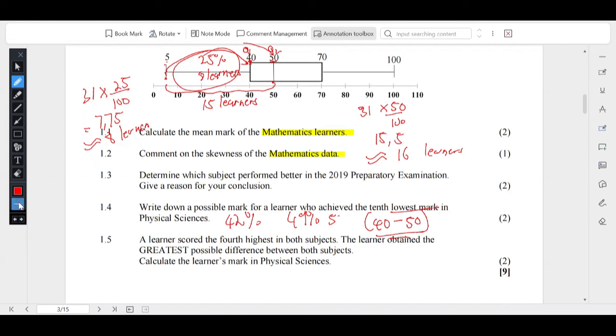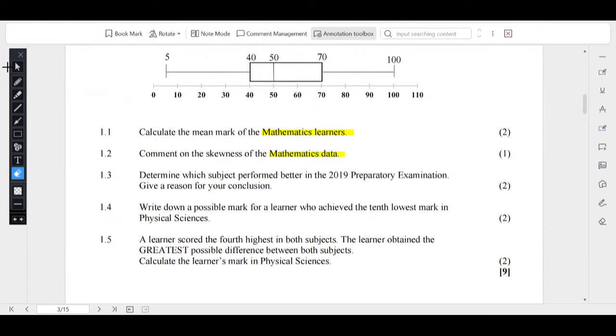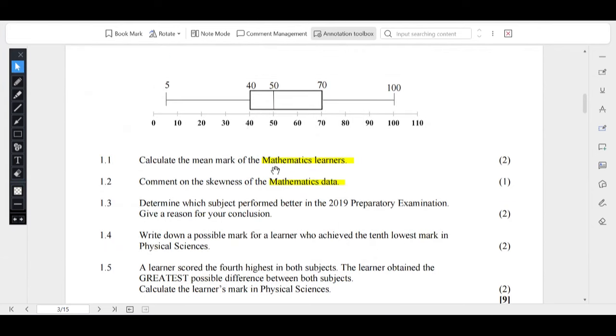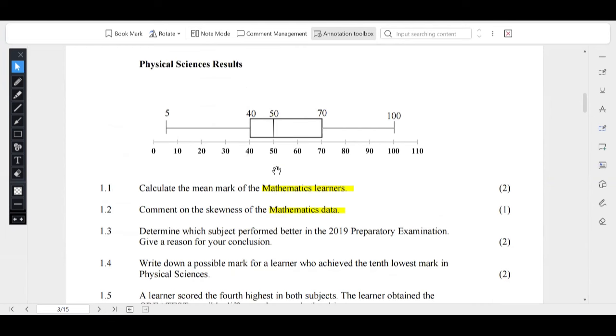And then 1.5 says the learner scored the fourth highest in both subjects. The learner obtained the greatest possible difference between both subjects. Calculate the learner's mark in physical sciences. Right. In physical sciences. Now, if we want to determine the learner's mark in physical sciences, this is what we are going to do.